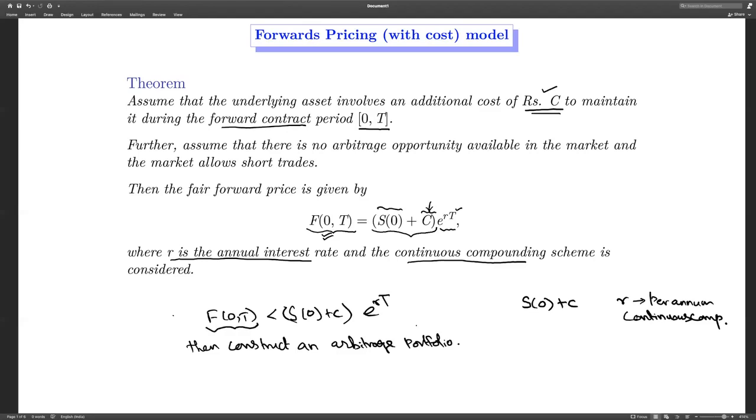If you recall, the same strategy we have adopted. Only thing is it was S of 0 in our theorem previously. Now it will include the maintenance cost also. Similarly, if the inequality is the other way around, then you will do a reverse strategy and build an arbitrage portfolio. Since we assume that there is no arbitrage opportunity, both these cases will contradict and you will be left only with the equality. So this is the same idea as what we did previously.